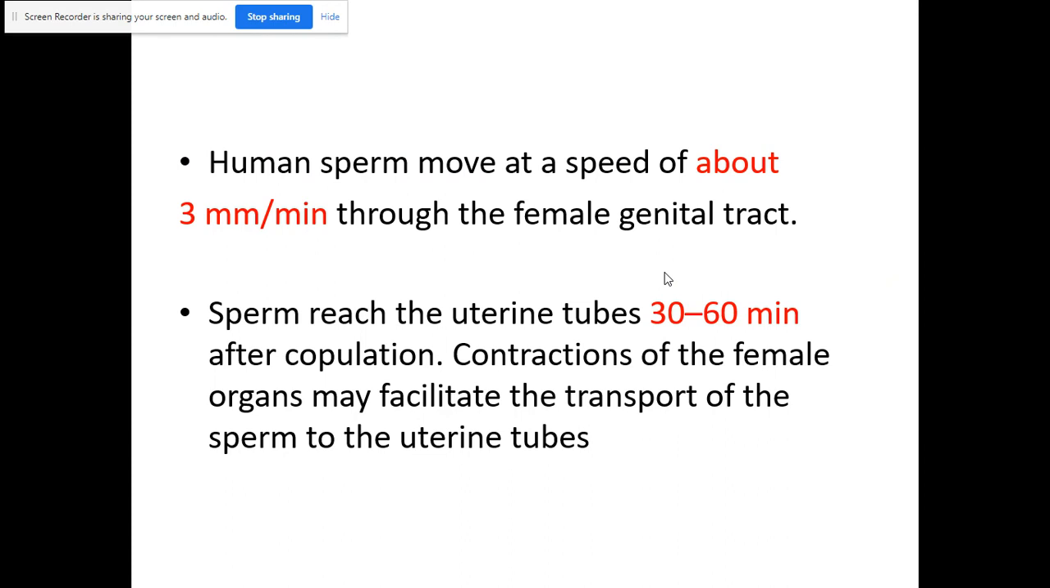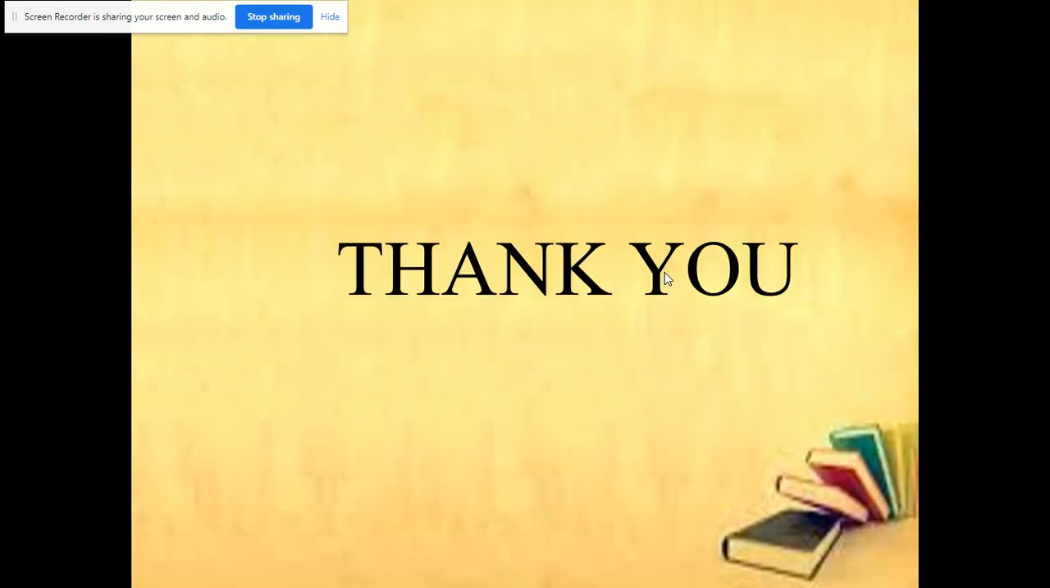Human sperm move at a speed of about 3 millimeters per minute through the female genital tract, and sperm reach the uterine tubes 30 to 60 minutes after copulation. Contractions of the organs may facilitate the transport of the sperm to the uterine tubes.